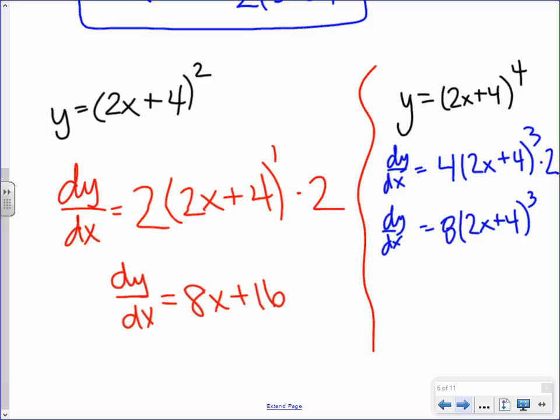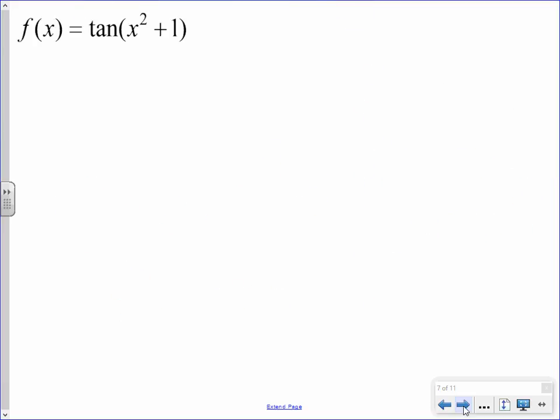All right, let's try another trig one. Okay, is it the top or the bottom one? The top. The top one? Is that better? Yeah. Okay. Thank you. You're welcome.